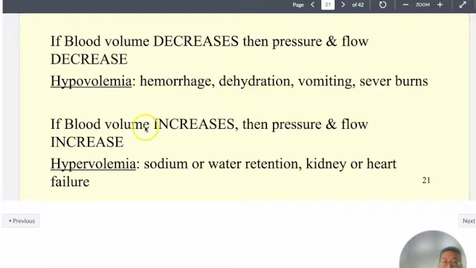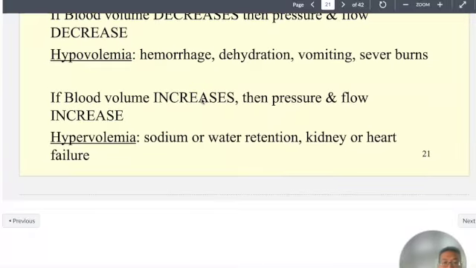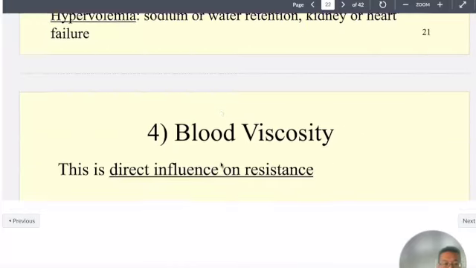If blood volume increases, then the pressure and the flow will increase. You remember we talked about one of the hormones when there's a blood pressure decrease is aldosterone. That will increase, and ultimately it will cause the kidney to absorb more liquid. But we'll see that later. If blood volume increases, then the pressure and flow increase. This is called hypervolemia. Causes include sodium or water retention, kidney or heart failure.